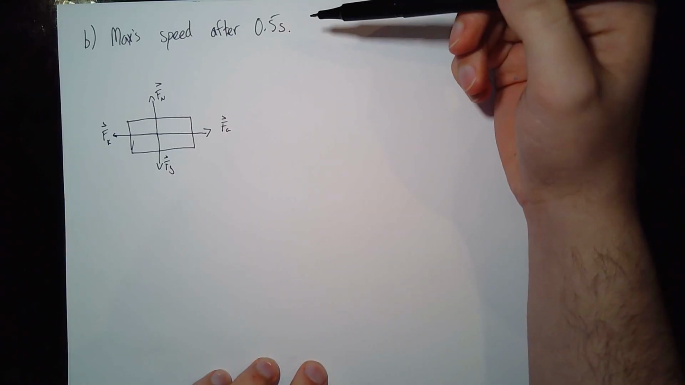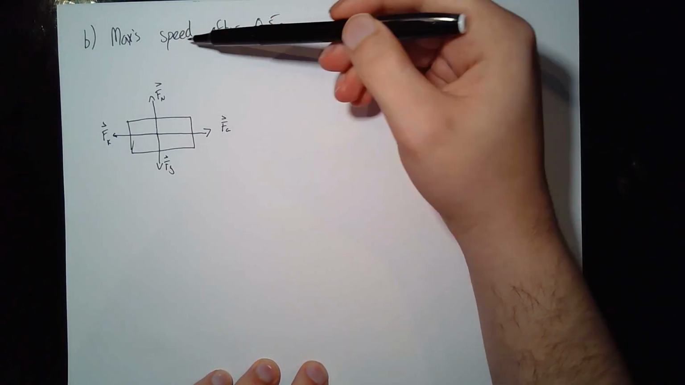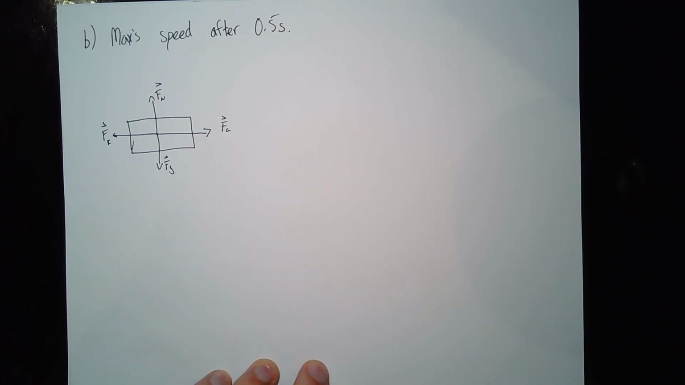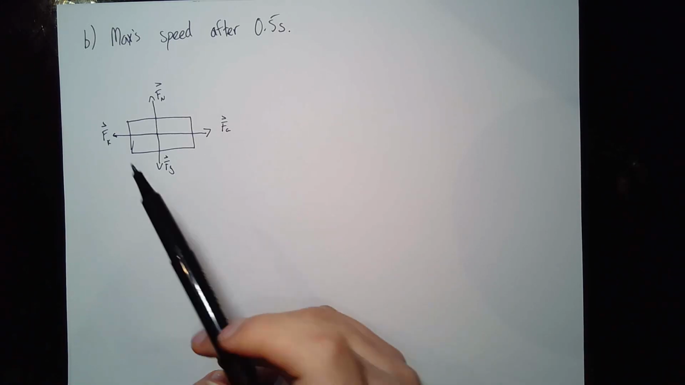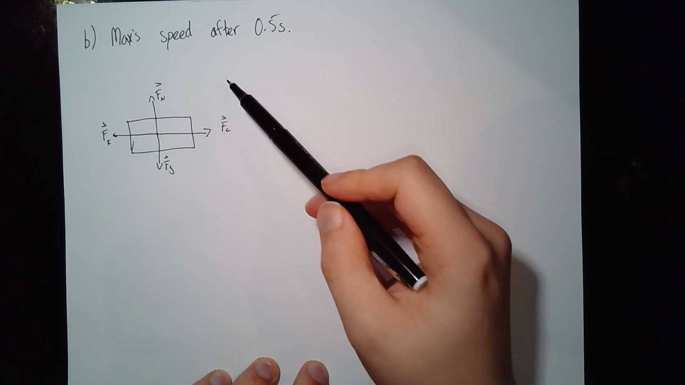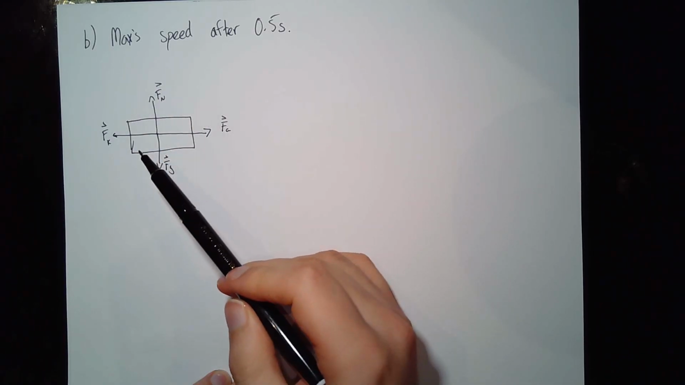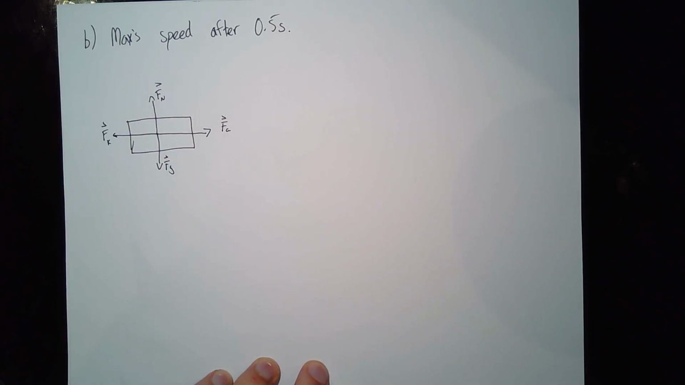In part B of the question, it wants us to calculate max speed after half a second. And if you quickly look at this problem, you might think all you have to do is use the free body diagram for Max while he's getting pushed, and just apply that for the full half second to find his speed after 0.5 seconds. However, that would not work in this case.